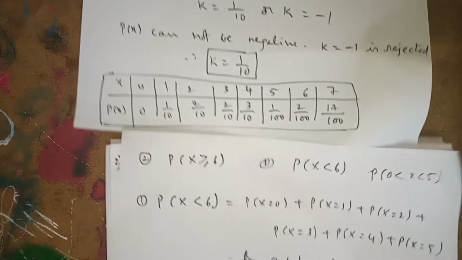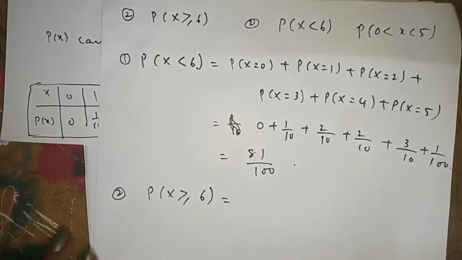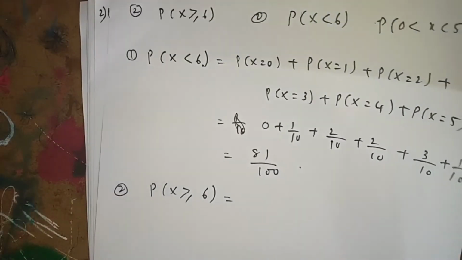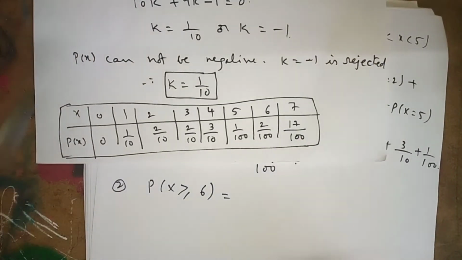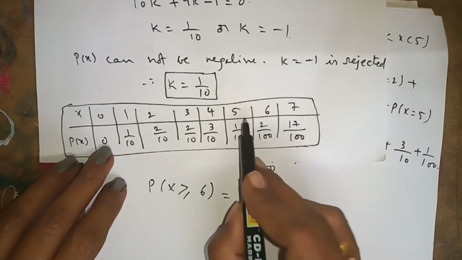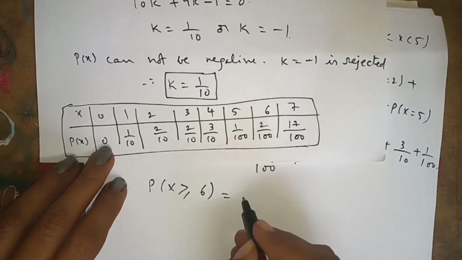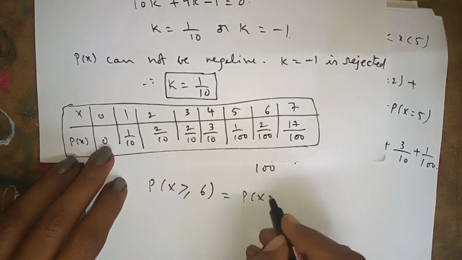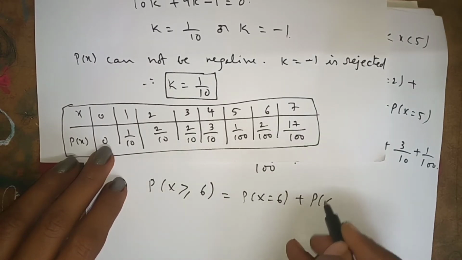The second one is p of x greater than or equal to 6. To find this one, how many values are there for x greater than or equal to 6? p of x is equal to 6 plus p of x is equal to 7.